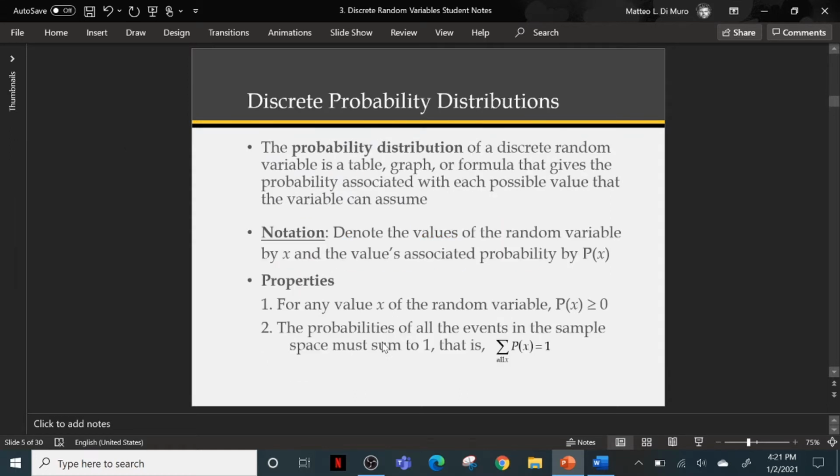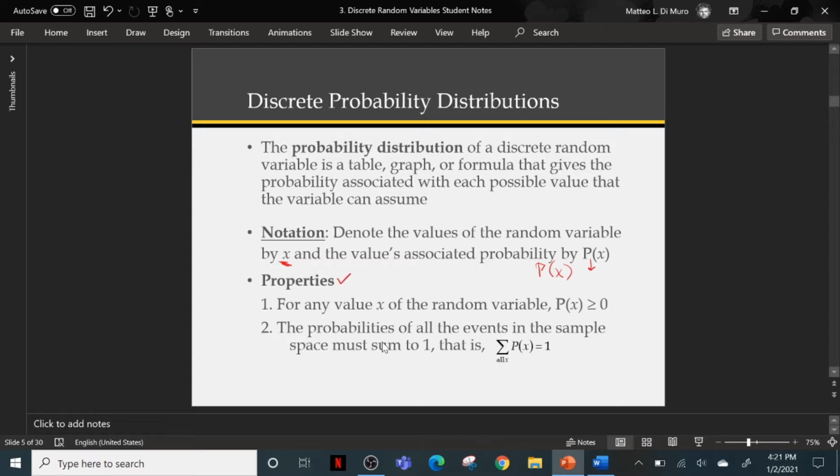What is a discrete probability distribution? Well, the probability distribution of a discrete random variable, either in a table, graph, or a formula that gives the probability associated with each possible value that the variable can assume. The notation you guys are going to be familiar with from the probability unit we did. We usually denote values of the random variable by using the letter x, and the values associated probability by writing p of x. Remember, that's how you pronounce it. That's p of x. You write a p, and then the variable in the brackets after.